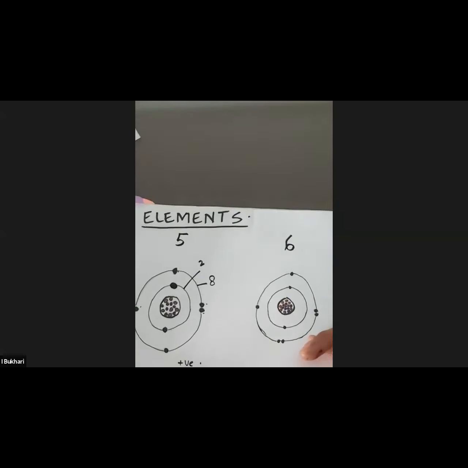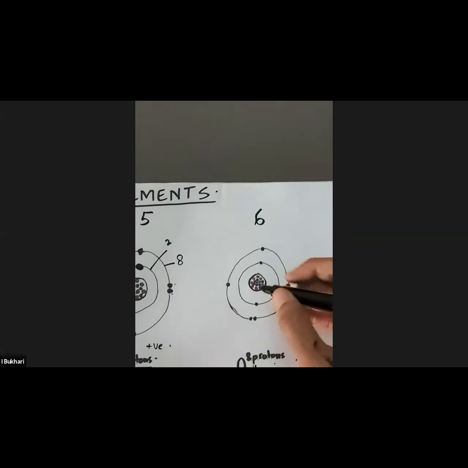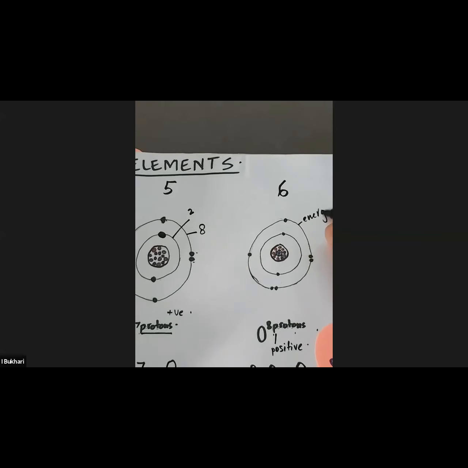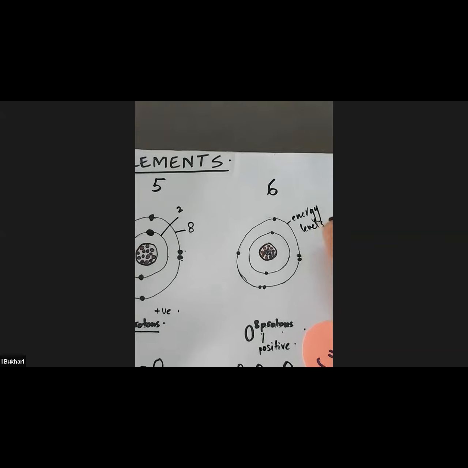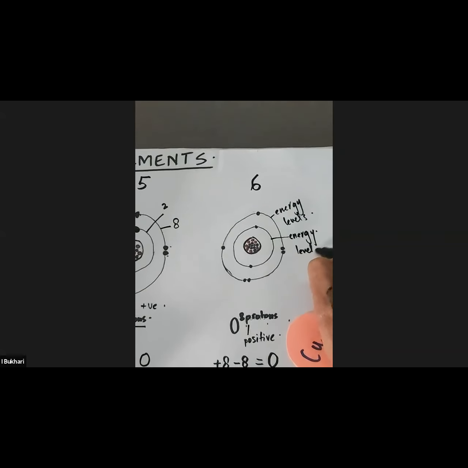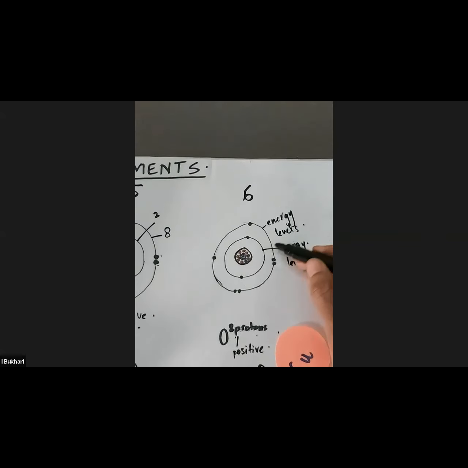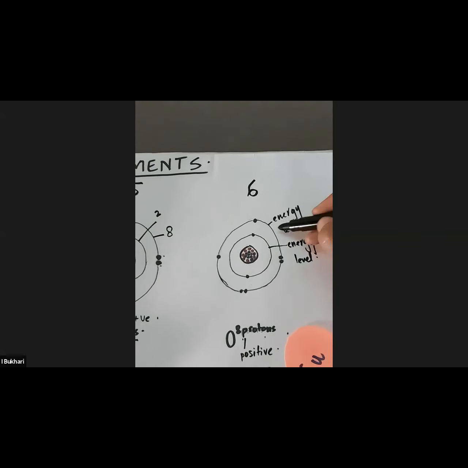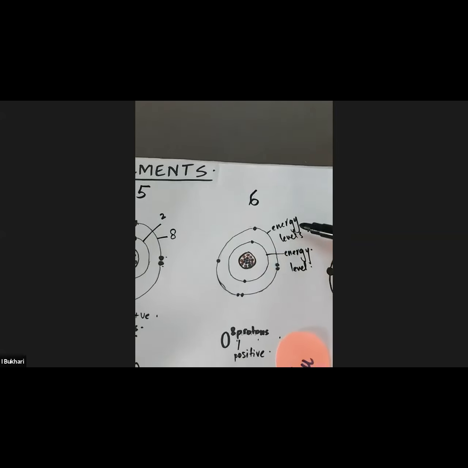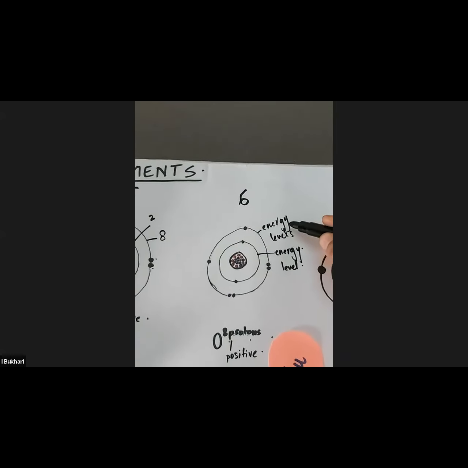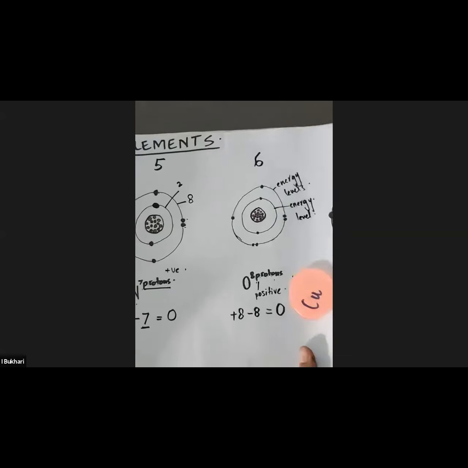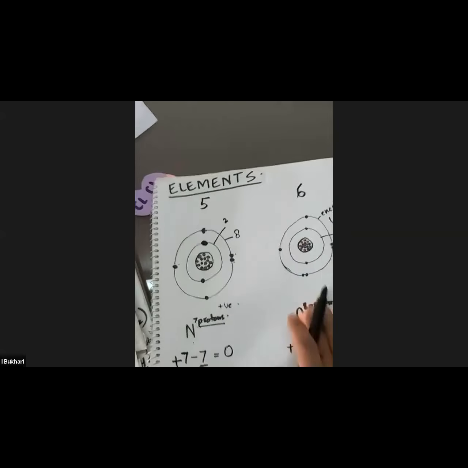And for that reason, these shells are also referred to as energy levels, meaning that the innermost energy level will be the lowest because the electrons have the least energy. This will be a little higher. The energy level of these electrons will be a little higher, okay? And so this is a higher energy level, okay? I will take questions from you guys.